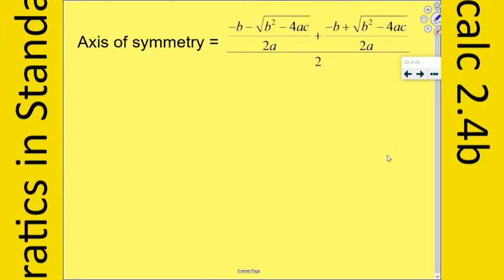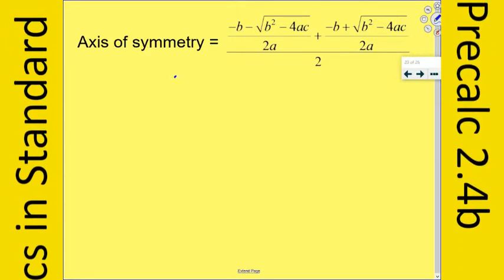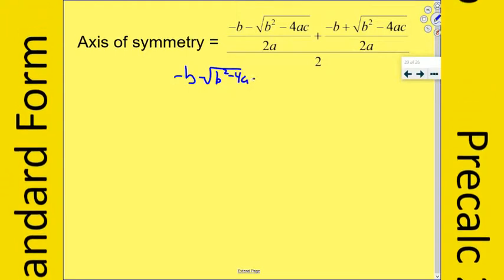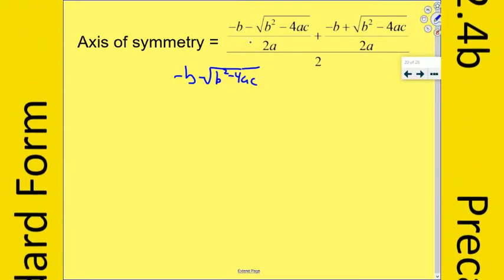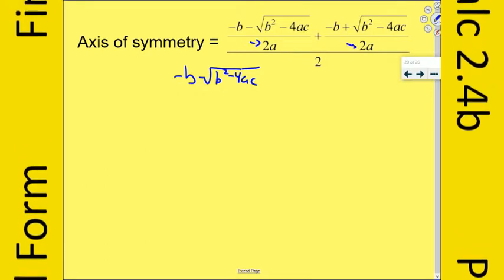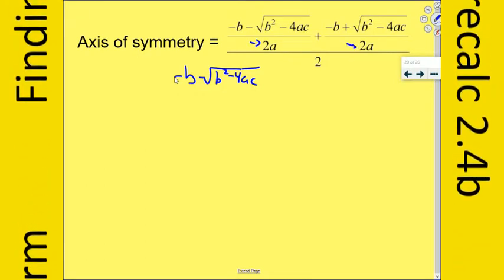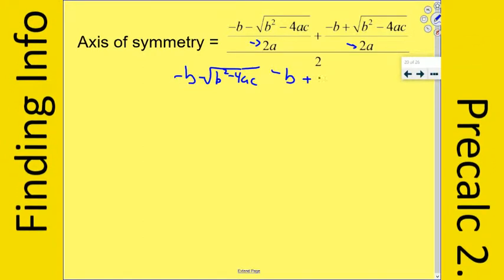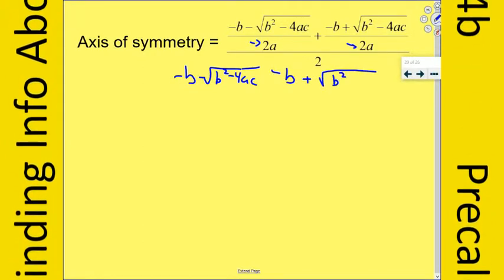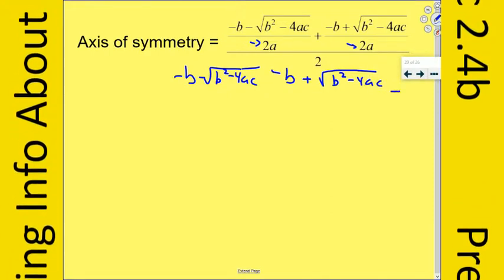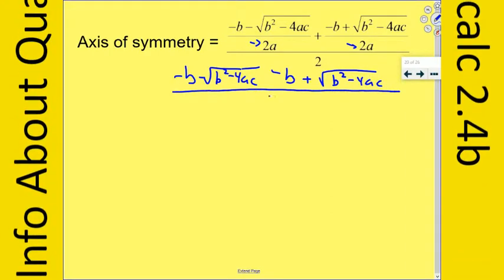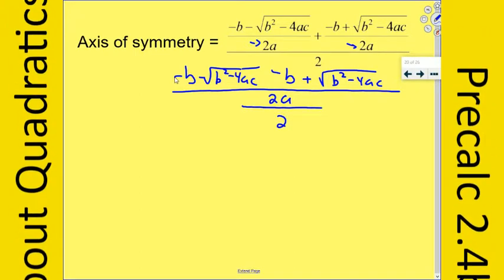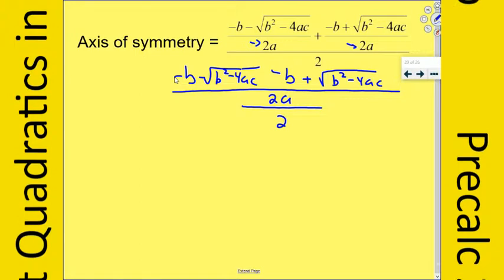So if we combine like terms across the top, we're going to get negative b minus the square root of b squared minus 4ac. Because this denominator right here is the same as this denominator right here, I'm going to go ahead and just add those two fractions together. So plus negative b plus the square root of b squared minus 4ac. That whole thing is over 2a. And that is then divided by 2, because we're cutting that in half. We're finding the average of those 2 points.